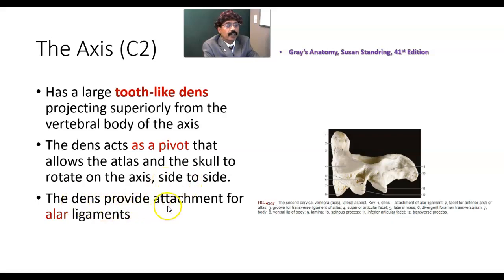The dens provides attachment for the alar ligament. Here is the site of the alar ligament on this side, and on the other side. We also have the apical ligament here. And we have to know that the atlas spinous process is usually a bifid.